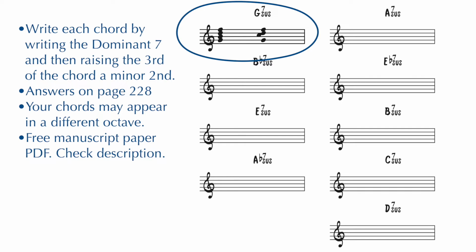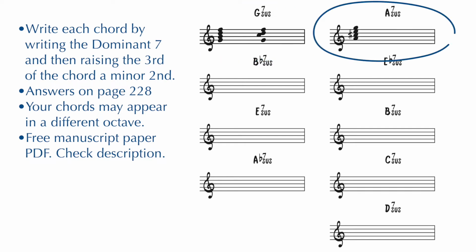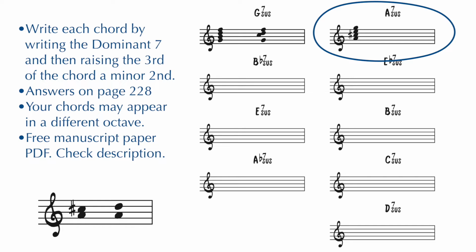Number 2, A7 sus. First write an A7 chord. That's going to be A, C sharp, E, and G. Take the third of the chord, that C sharp, raise it a minor second or half step so that it becomes a D, and now that note is a perfect fourth above the root, which is A, and we have A, D, E, G, or A7 sus.